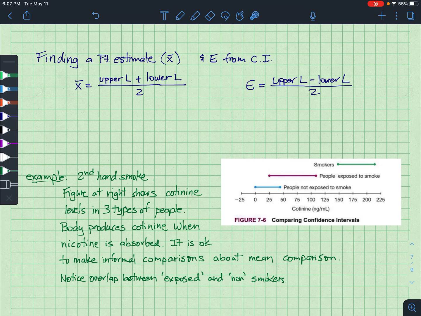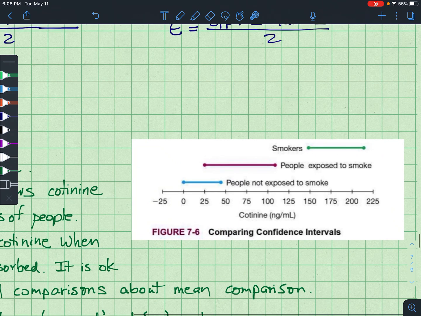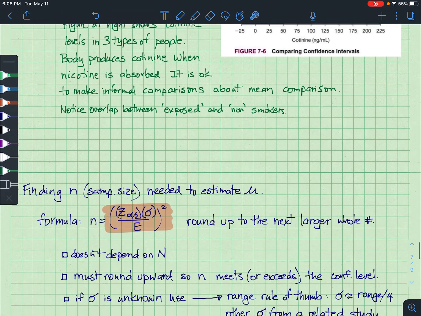But we've got to be careful about how we make conclusions from here. We can informally talk about that, but later on in chapter 13, I think they mention more specifically how to do proper formal conclusions from this type of chart. But you can see that the 95% confidence interval overlaps between people exposed to smoke and people who have not been.